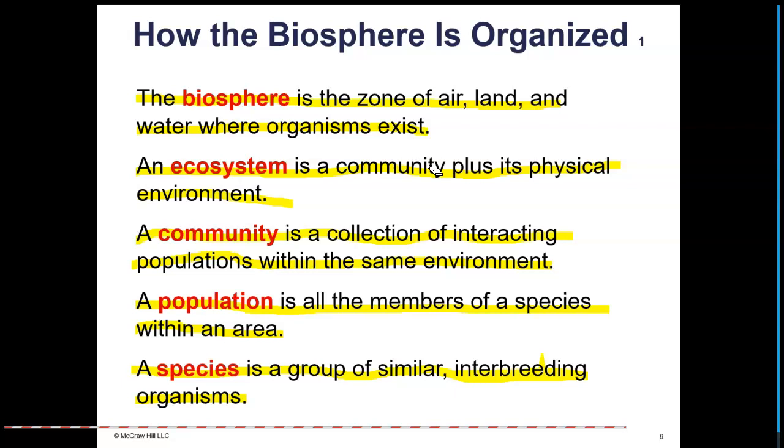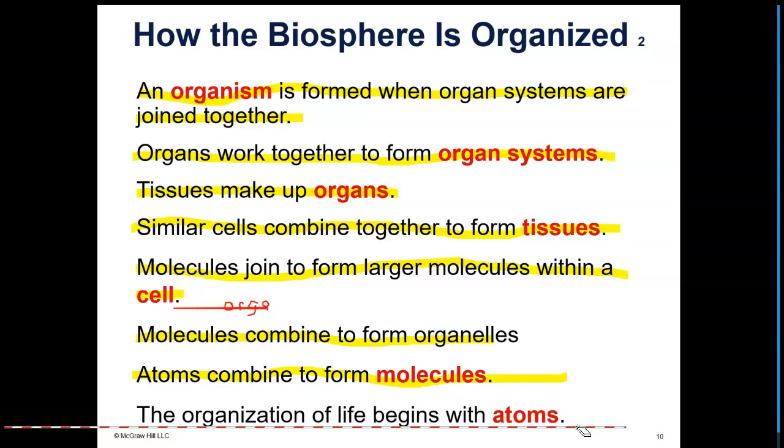We've got some definitions here. We just went through all these terms, but the biosphere we went over. The ecosystem is the community plus the habitat. Community is the collection of all the living things, all the populations that live in the same environment. Population is all the members of the same species within an area. And we know that organisms are the same species if they can interbreed and produce offspring that are fertile.